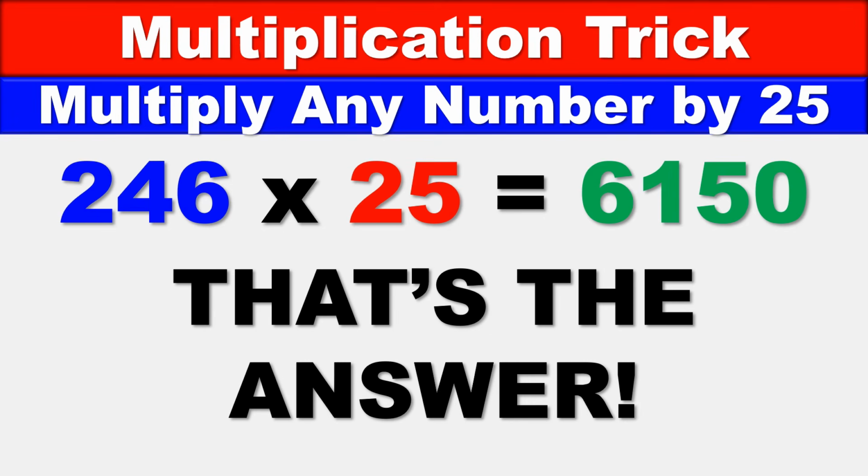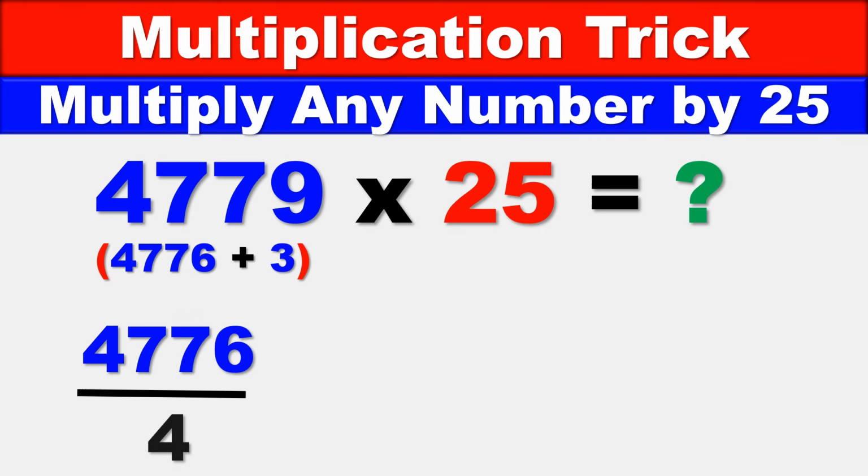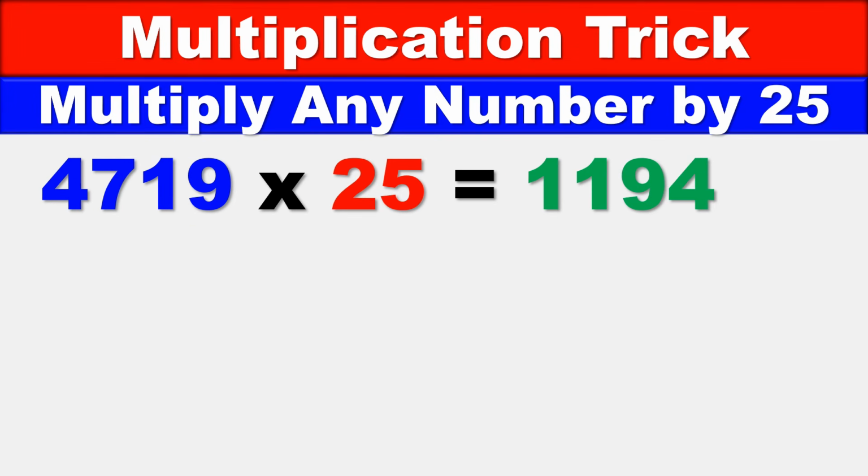Let's take a look at one final example here. 4,779 times 25. Now, in this case, it's kind of obvious that this number also does not evenly divide into 4. So we have to again find the closest multiple of 4 that is below 4,779. In this case, it's 4,776, which when divided by 4 is equal to 1,194. So, with this in mind, we can write down 1194 as the first 4 digits of the answer.